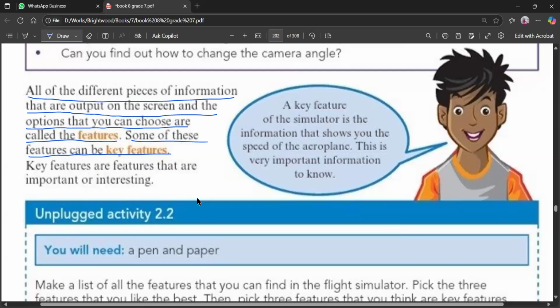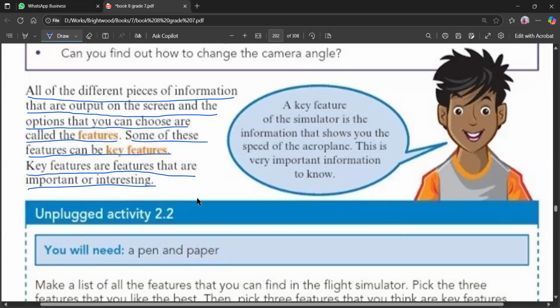Some of these features can be taken as key features. Key features are features that are important or interesting. Why? Key features are very important. For example, the first time you install an ATM machine in your bank, you have to analyze what features are available on the ATM machine. They have a card option, and entering a PIN number. If they don't know the PIN number, what should we do? The key feature is entering the PIN number.